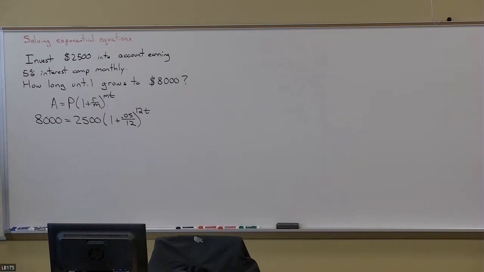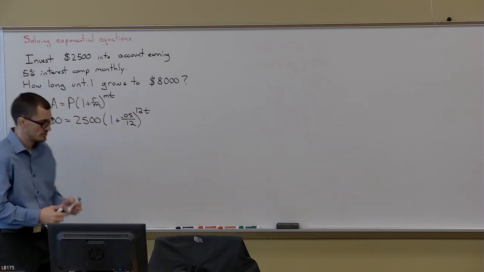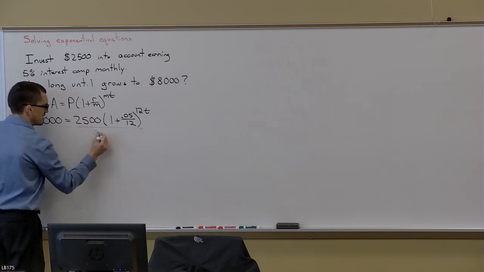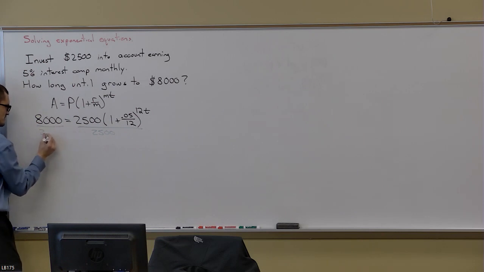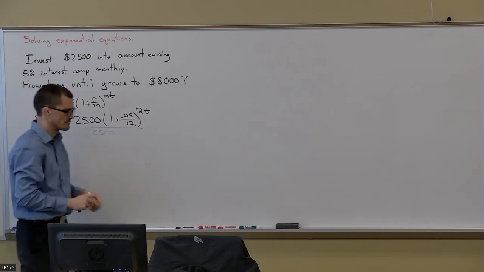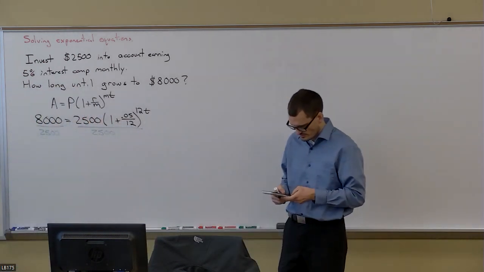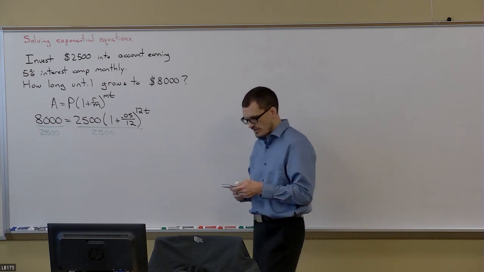So we're going to solve this exponential equation. We're going to divide both sides by 2,500. I got 3.2.